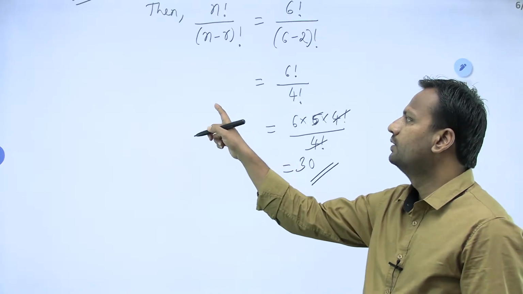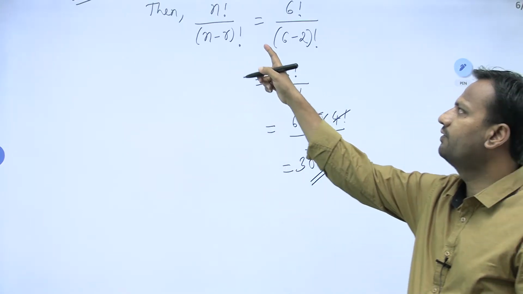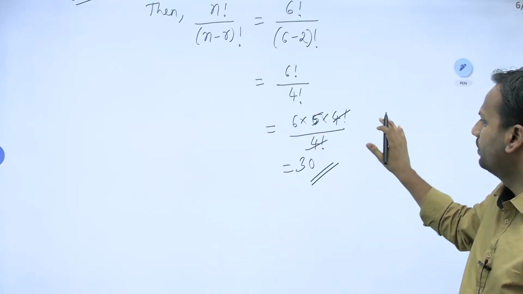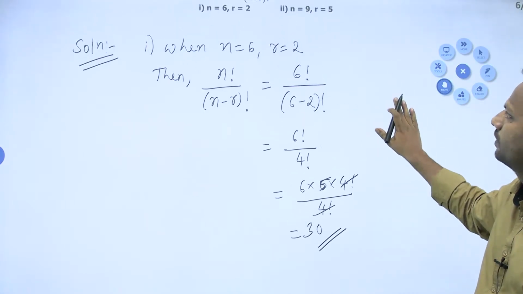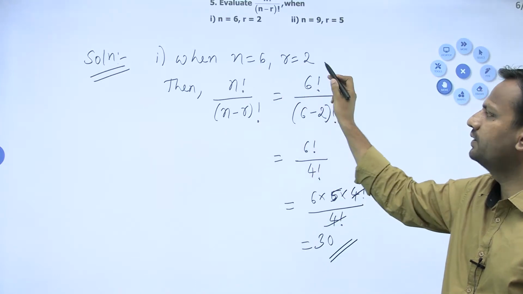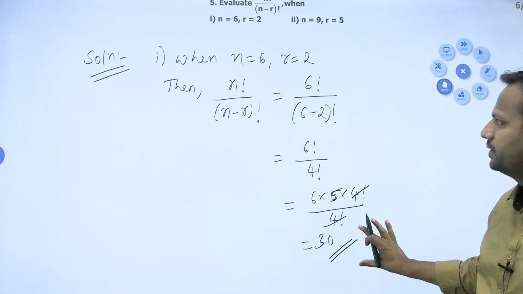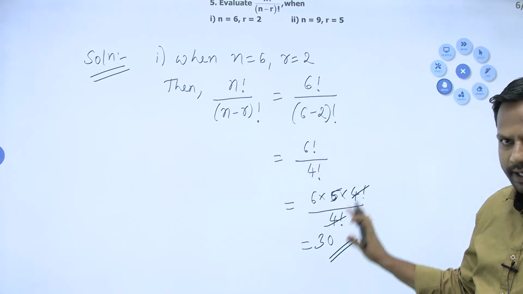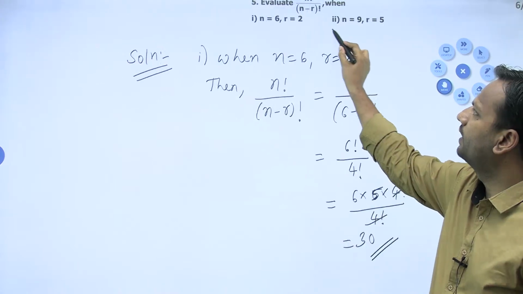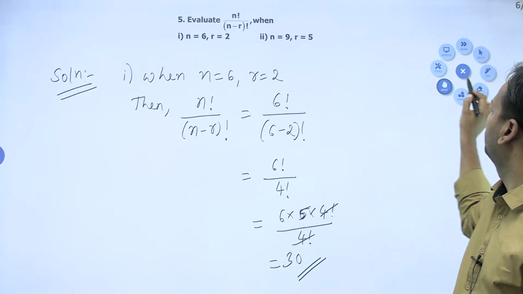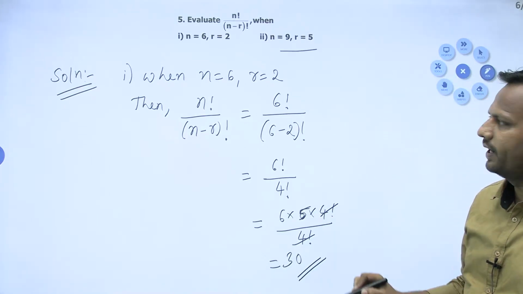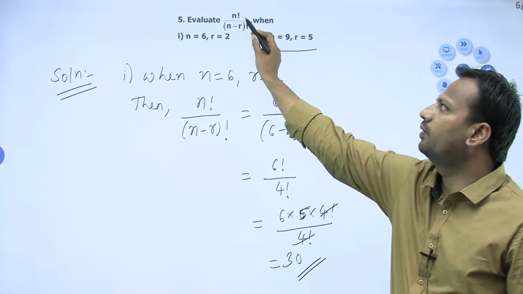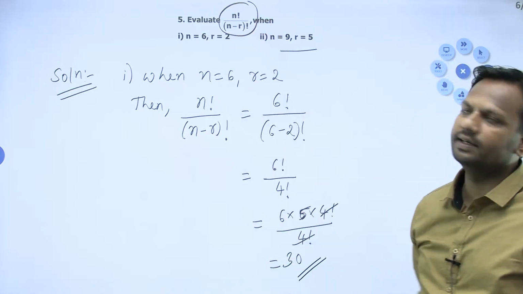So this is the value of n factorial divided by n minus r factorial whenever n is 6, r is 2. This quantity is 30. In the same sense, whenever n is 9 and r is 5, what will be the value of this quantity? Let us find out now.